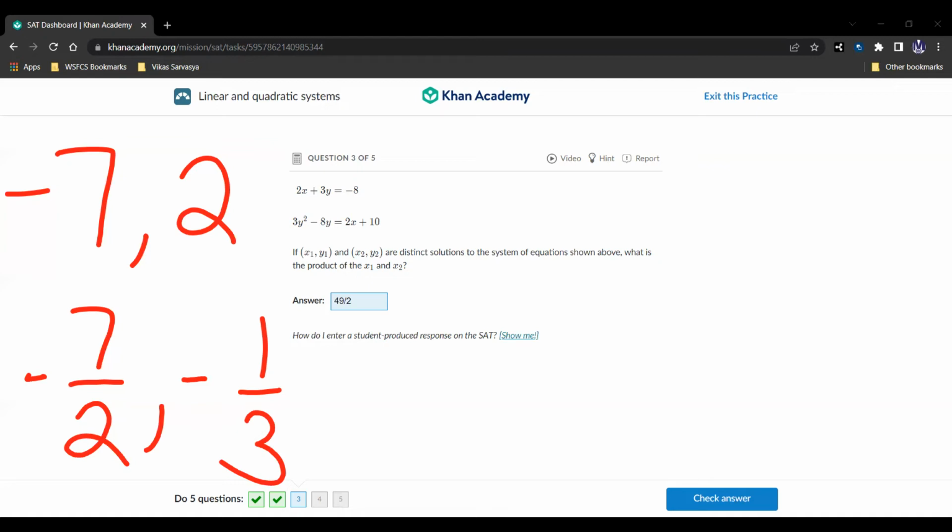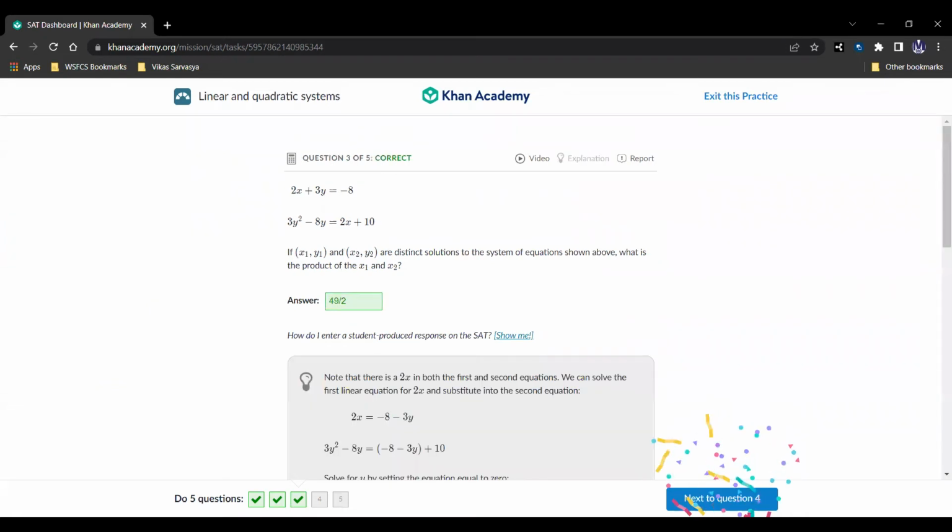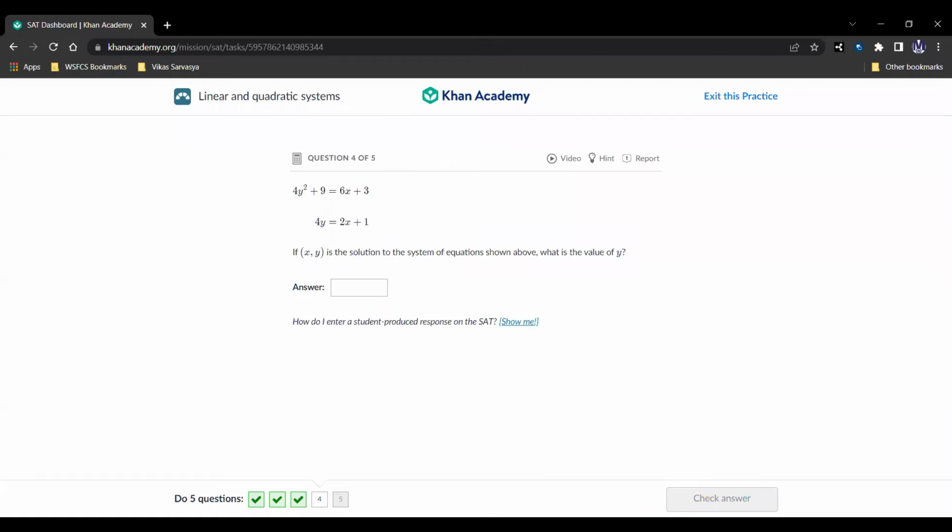And then you have the negative 7 halves, which is negative 7 plus 10, also 3. So these two are the correct solutions. Our product is 49 over 2. And so that is our answer. And let's move on.